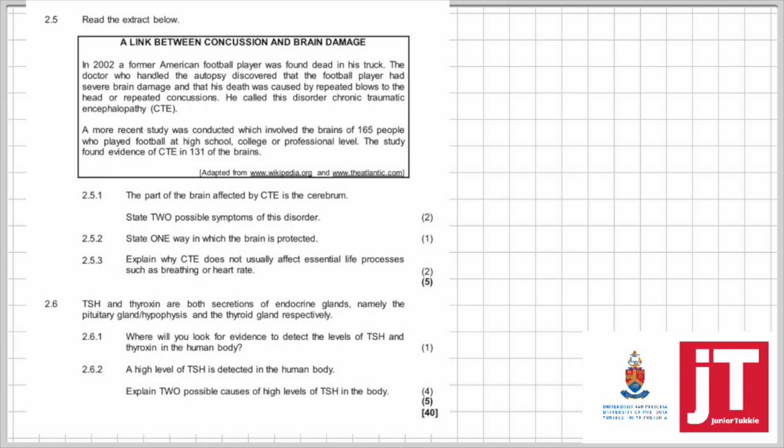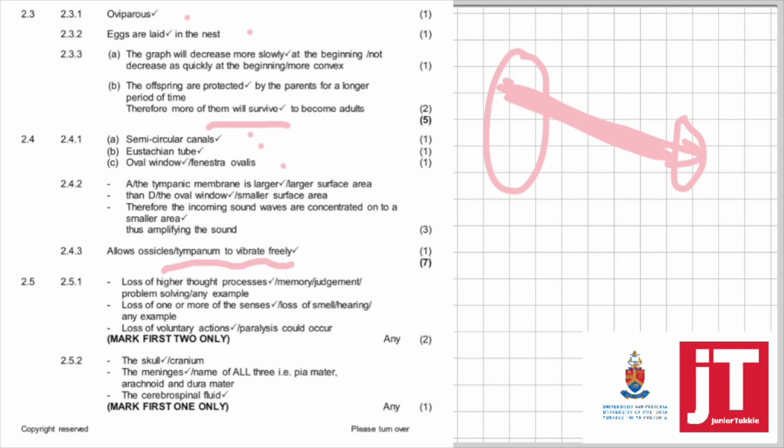2.5.1. The part of the brain affected by CTE is the cerebrum. Give two possible symptoms of this disorder. Right, let's look at it. That's the cerebrum. So the cerebrum is responsible for memory, judgment. So they will lose this. It's also responsible for picking up senses. They will lose that as well. And it's responsible also for voluntary actions, which they will have a loss of. So can you see? You take the function. If you lose that part of the brain functioning, you just say loss of higher thought processes, loss of sensation, loss of voluntary actions.